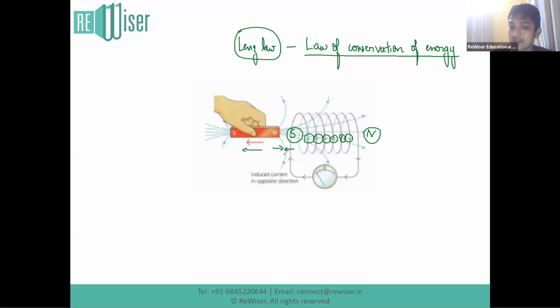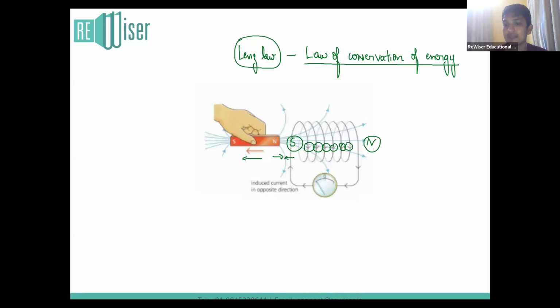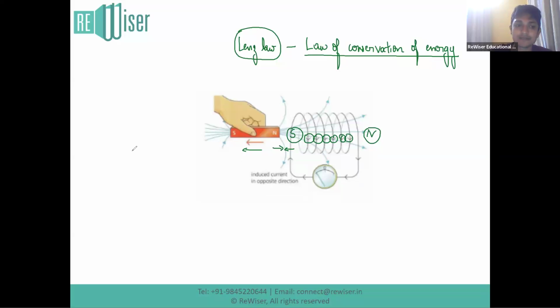This attraction will try to oppose the magnet from moving. You're pulling it away, so if the coil is trying to attract it, it's trying to stop you from pulling it away. Why is it trying to stop you? That is Lenz's law. It says that if you don't experience any resistance, if you can't pull it in spite of the resistance that the coil offers, you won't be able to induce current. That's it. That's the entire Lenz's law in a single sentence.